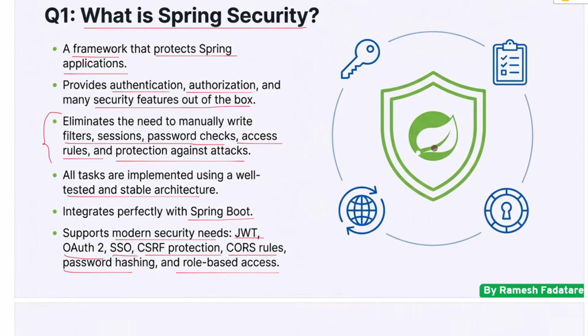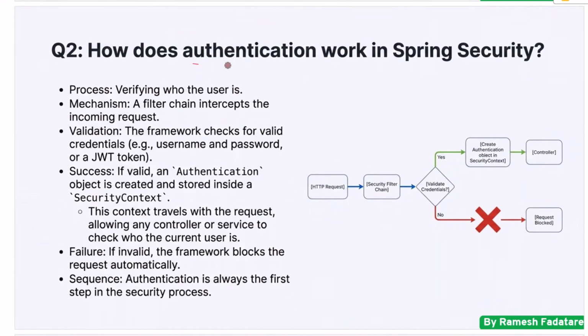The second question is, how does authentication work in Spring Security? Authentication is the process of verifying who the user is. When a request comes in, Spring Security intercepts the request using a filter chain. Inside this chain, the framework checks if the user has provided valid credentials. For example, username and password or a JWT token.